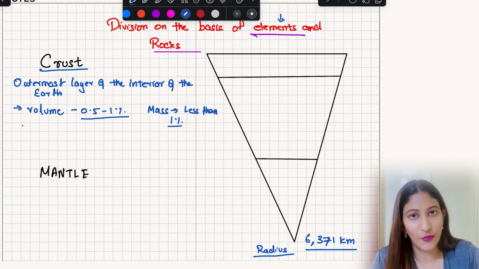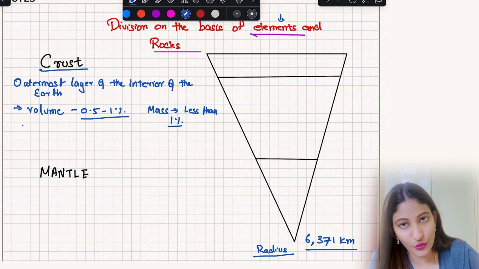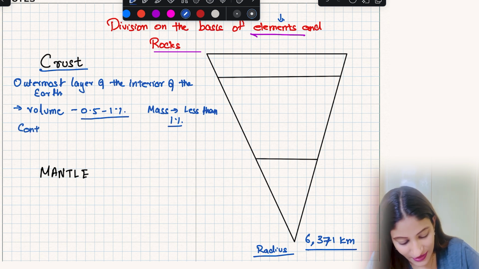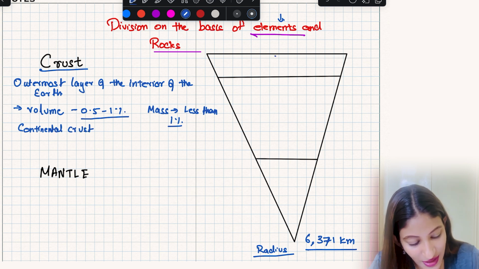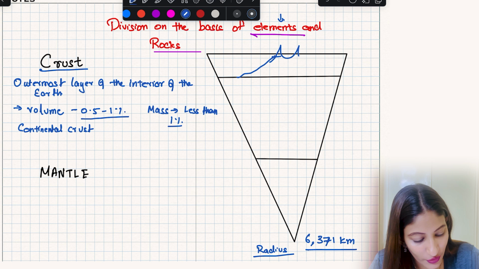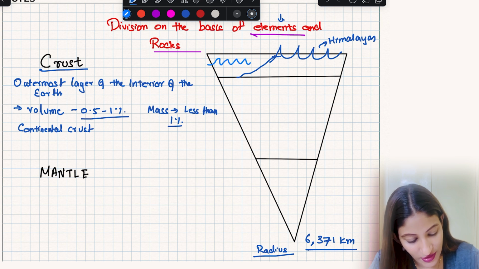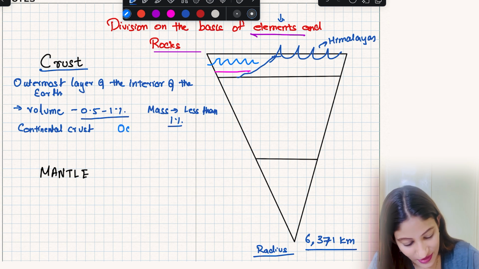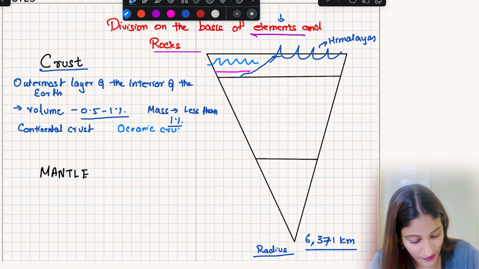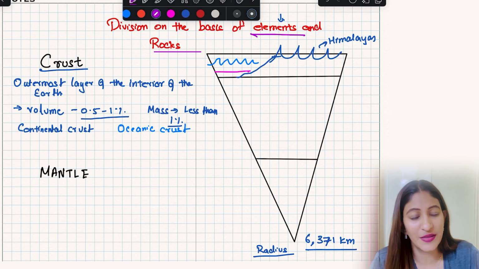Also, the crust, what we see, is actually divided into two areas. First is the continental crust. Continental crust is the crust which makes up the continent. For example, this is the continent. You have your mountains. For example, these are the Himalayas. You have your plateaus, you have every other relief feature. Now, another one is the oceanic crust, on which the ocean lies. Okay, so we have the continental crust and we have the oceanic crust. Both are made up of similar and different materials.